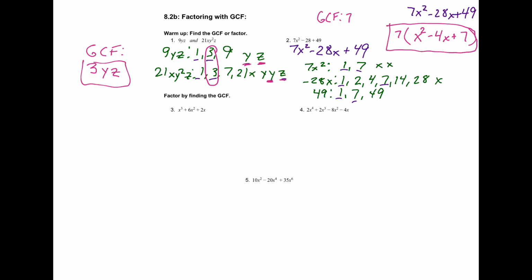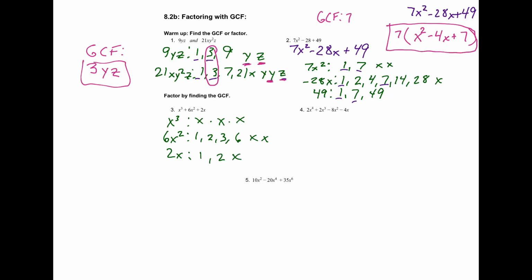All right, today we are going to do the same thing, only you'll see some other stuff besides just numbers as our GCF when we're doing this. So, factor by finding the GCF. Once again, we want to write out what we have here for each of these. x cubed, 6x squared, and 2x. Okay, what makes up each one? Well, this one's just going to be x, x, and x. 6x squared will be 1, 2, 3, and 6 as factors, and then an x and an x. And then 2x is just 1 and 2, and an x.